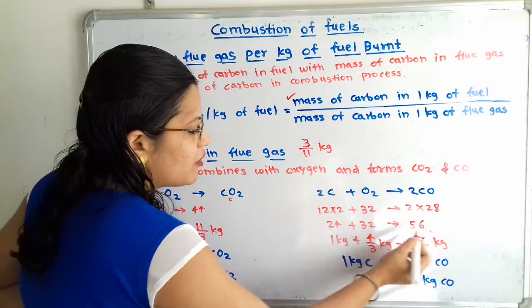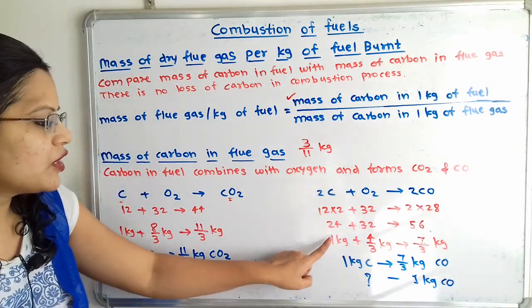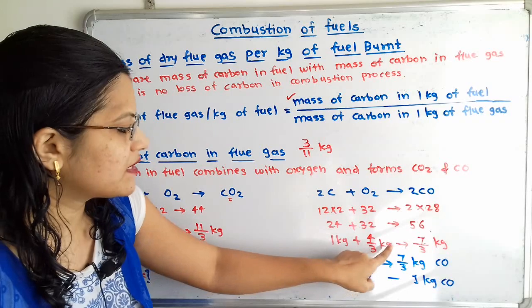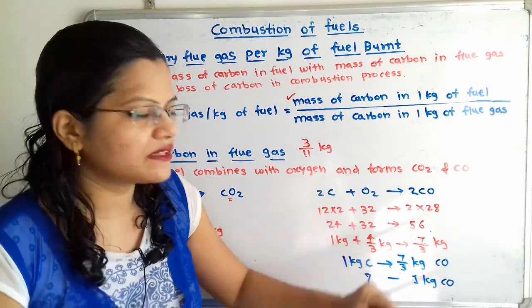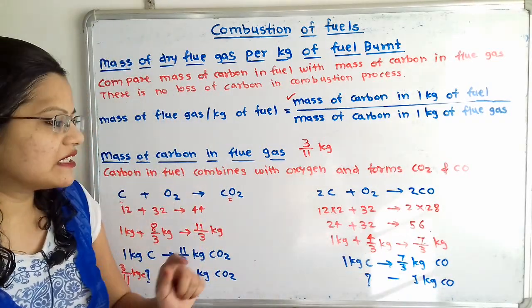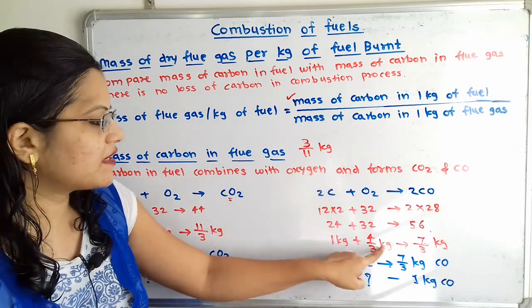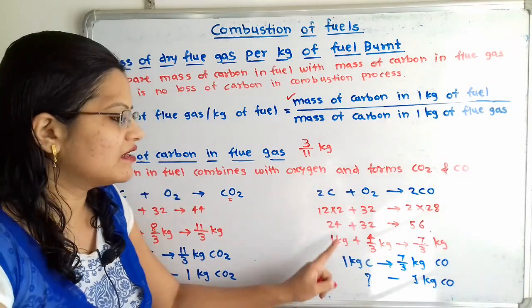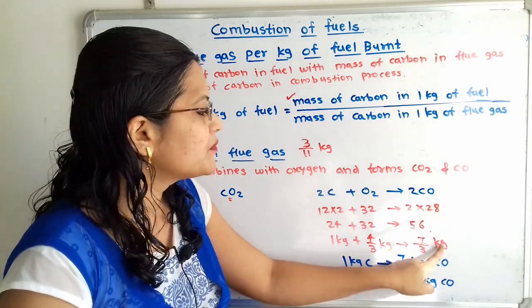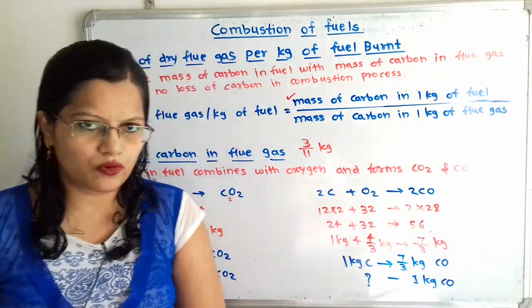Now I will divide on both sides by 24. So 1 kilogram plus 4 by 3 kilogram will give us 7 by 3 kilogram. So how will we write this? For the combustion of 1 kilogram of carbon, 4 by 3 kilogram of oxygen is required, and it will produce 7 by 3 kilogram of carbon monoxide.